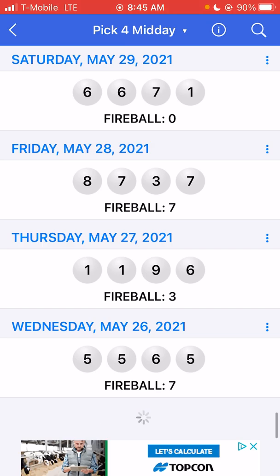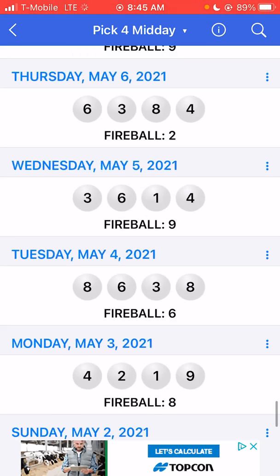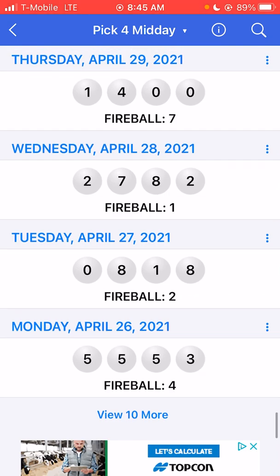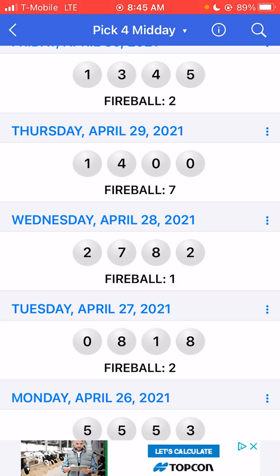Let's do one more. Let's find one more winner. We got 1, 4, 0, 0. So I would play the 1 as a box, the 4 as a box, and the 0 as a box. All unmatched numbers. Let's see what comes out the next day. A winner. So you guys see how often this happens. So I think I've kind of explained this as best as I can.